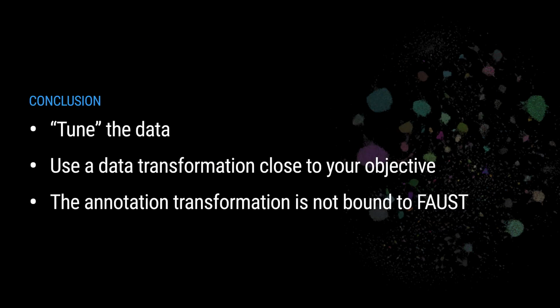Now I want to conclude with three takeaways. First, if there's one thing you remember from this talk, then I hope it is that when you create an embedding, do the data work and optimize your data before tuning the embedding method. Second, use a data transformation that is closest to your objective. So for instance, our annotation transformation helps to convey the clustering results much better than the untransformed data. But that doesn't mean that you should use it for all tasks. And finally, even though the annotation transformation works well with our clustering approach, it's not strictly bound to it. You can use any method you like to derive the expression level annotations.